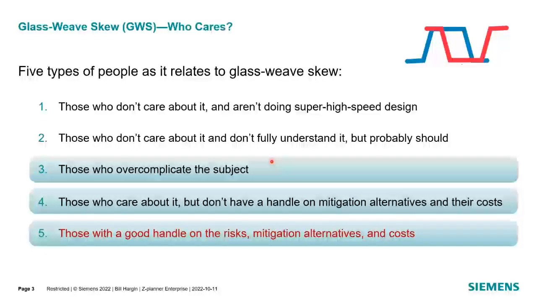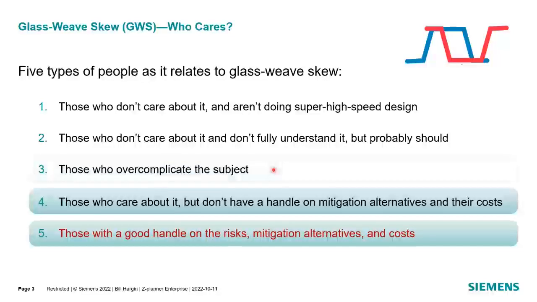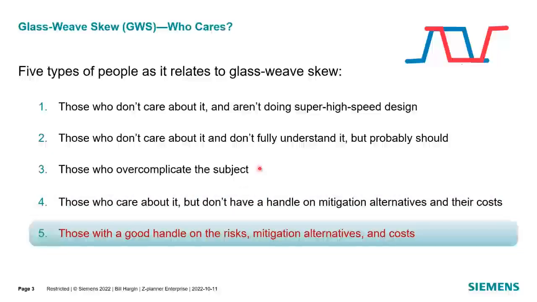And third group, those who overcomplicate the subject. These are the people that try to calculate worst case skew, which you can do, but it doesn't make sense to know what the worst case skew could be when, as we'll discuss later, skew is really based on probabilities in manufacturing rather than something that's deterministic that you can identify with an equation.